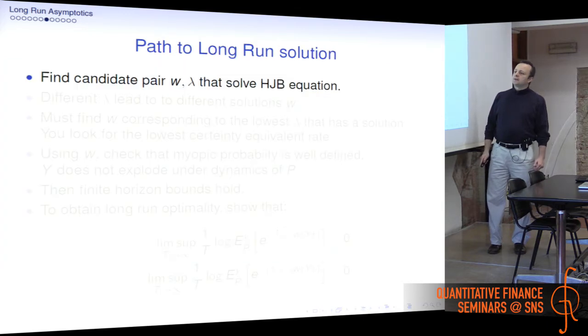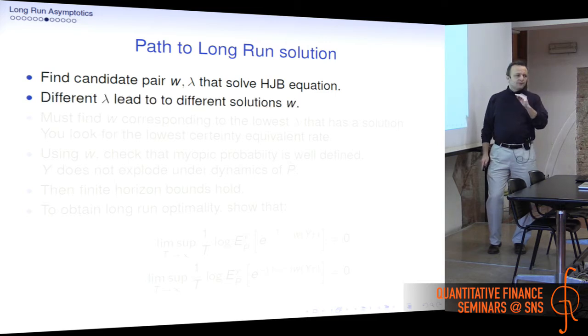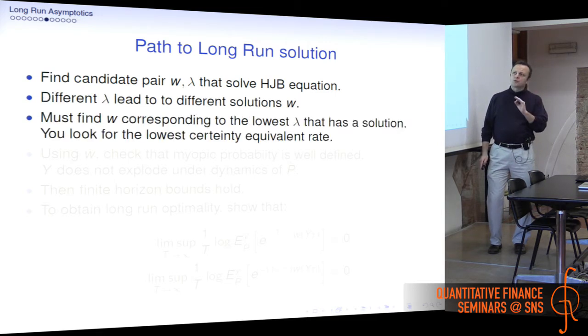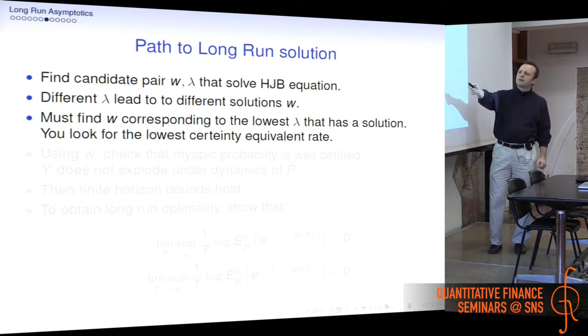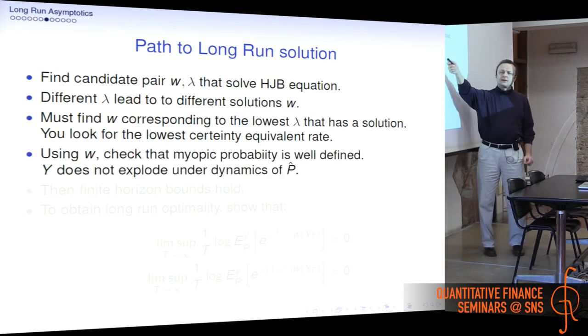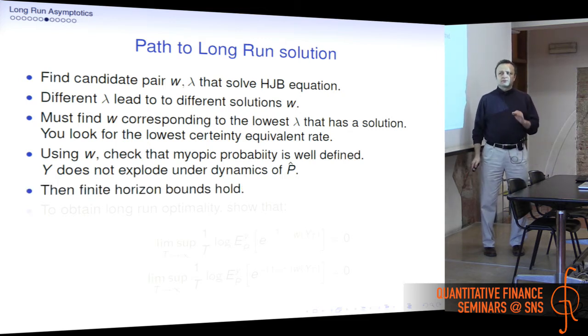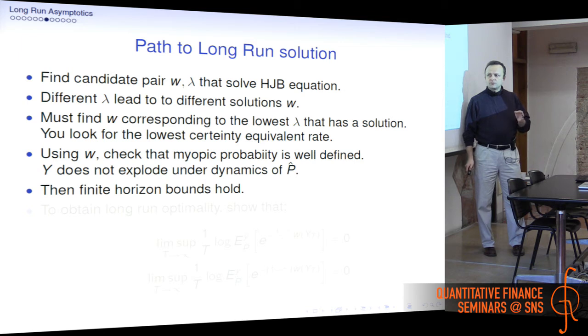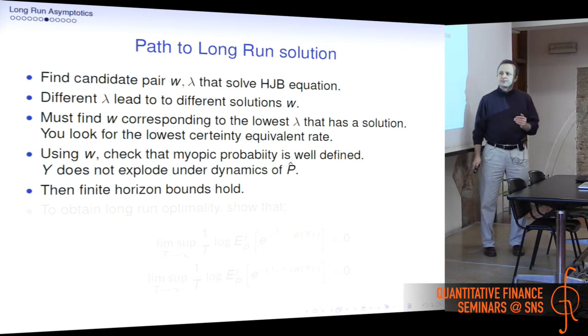So how do we get the long horizon solution? This is the summary. First, you have to solve the HJB equation. And for different lambdas, you get different W's. So you try to find the W that corresponds to the lowest lambda. Then you have to check that the myopia probability is well defined, okay? And this is done after you have found W and lambda. At this point, you can find the finite horizon bounds, and they tell you how good the long-run solution is.